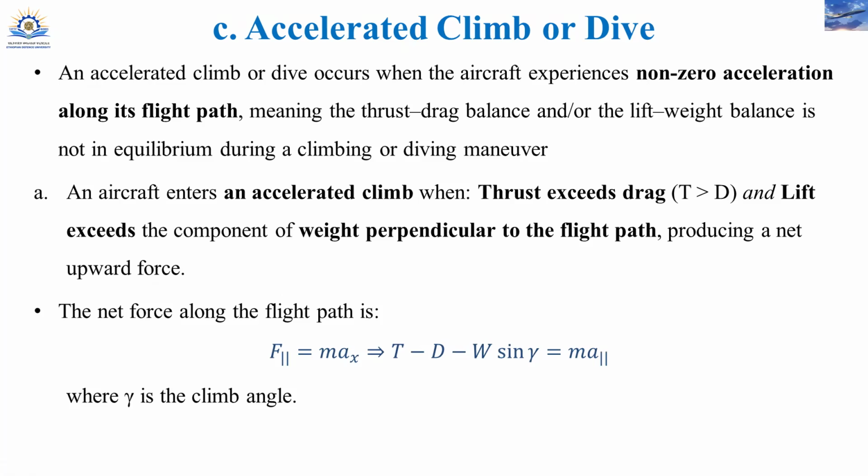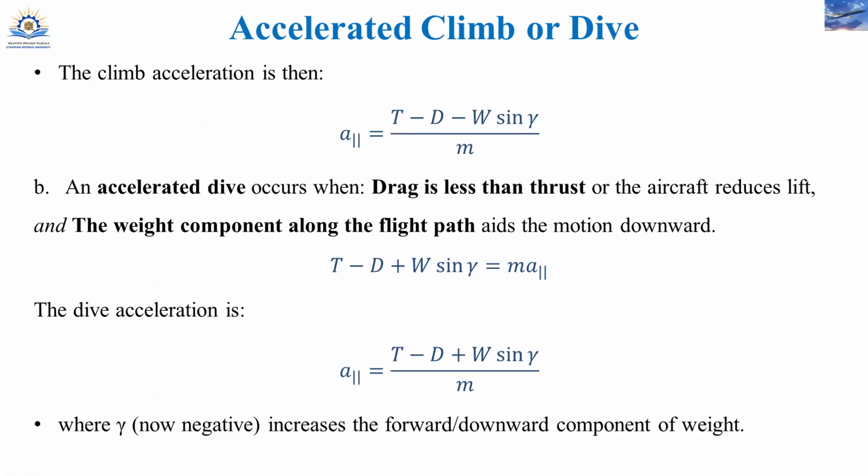So the net force along the flight path is mass times acceleration, as I said. So thrust minus drag minus weight sine gamma is equal to mass times acceleration along the flight path. Parallel to the flight path. So here, gamma is the climb angle. So that is the meaning. So climb acceleration is equal to how much? Thrust minus drag minus weight sine gamma over mass.